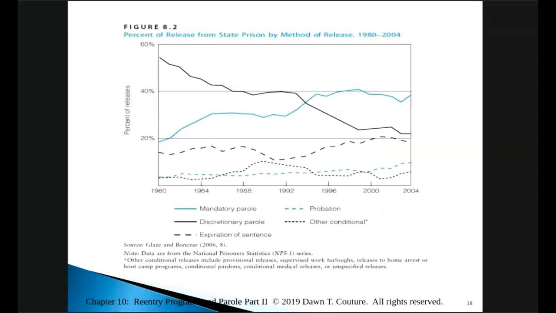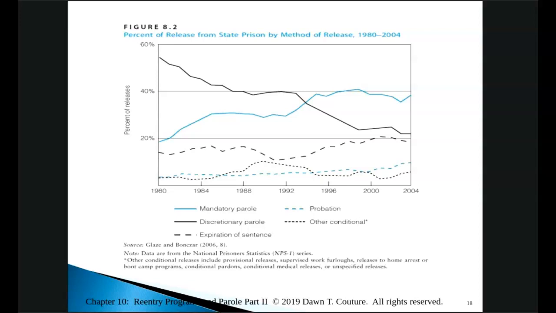This bar graph shows you the period 1980 to 2004, with the abandonment of parole and the move towards mandatory parole. Mandatory parole means you have to serve a longer sentence before you are released. So you get sentenced, you have to serve 85% of it, or at least in every state that I know of, at least 67%. And that mandatory parole replaced the discretionary parole in those states that decided to keep parole.